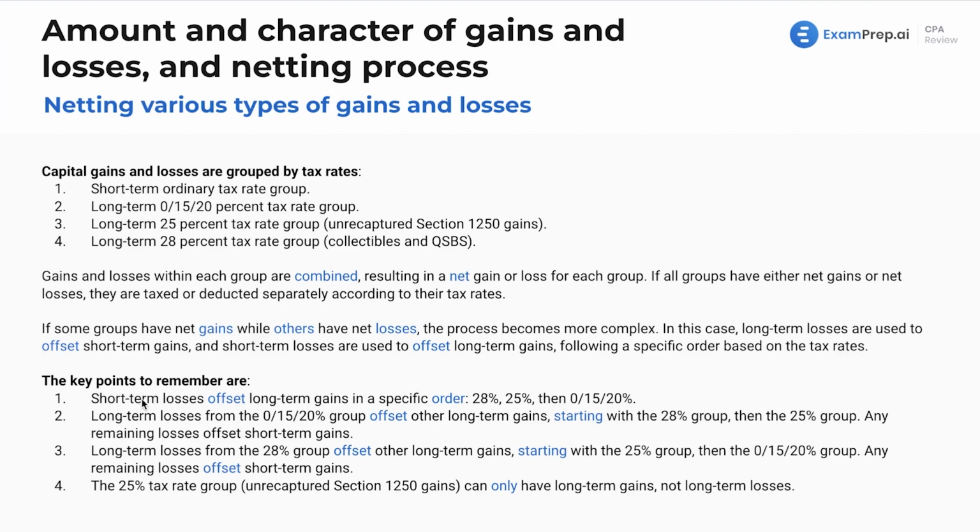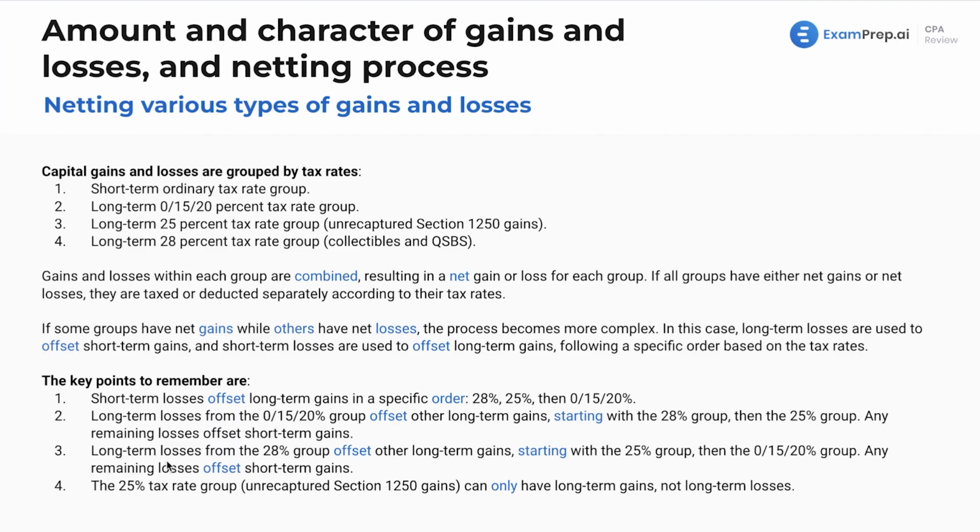Now, key points to remember here. This is super important, the order, because if you don't know this order, you're not going to be able to answer the questions. Short-term losses offset long-term gains in a specific order. We start with the 28% bracket, then we do the 25, and then we do the 0, 15, 20. Long-term losses from the 0, 15, 20 group offset other long-term gains, starting with the 28% group, then the 25% group. Any remaining losses offset short-term gains.